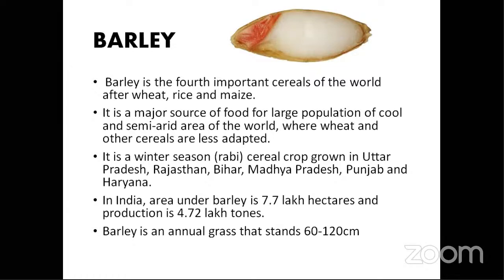So now we will talk about barley. Barley is the fourth important cereal of the world. We have studied wheat, rice, and maize. Now comes barley. Barley is nowadays generally used in the malt industry, because you can say it is a mine of enzymes. So malt is made from it, and it is used in the malt industry, beer industry, and all these. It is used in the bread industry also.